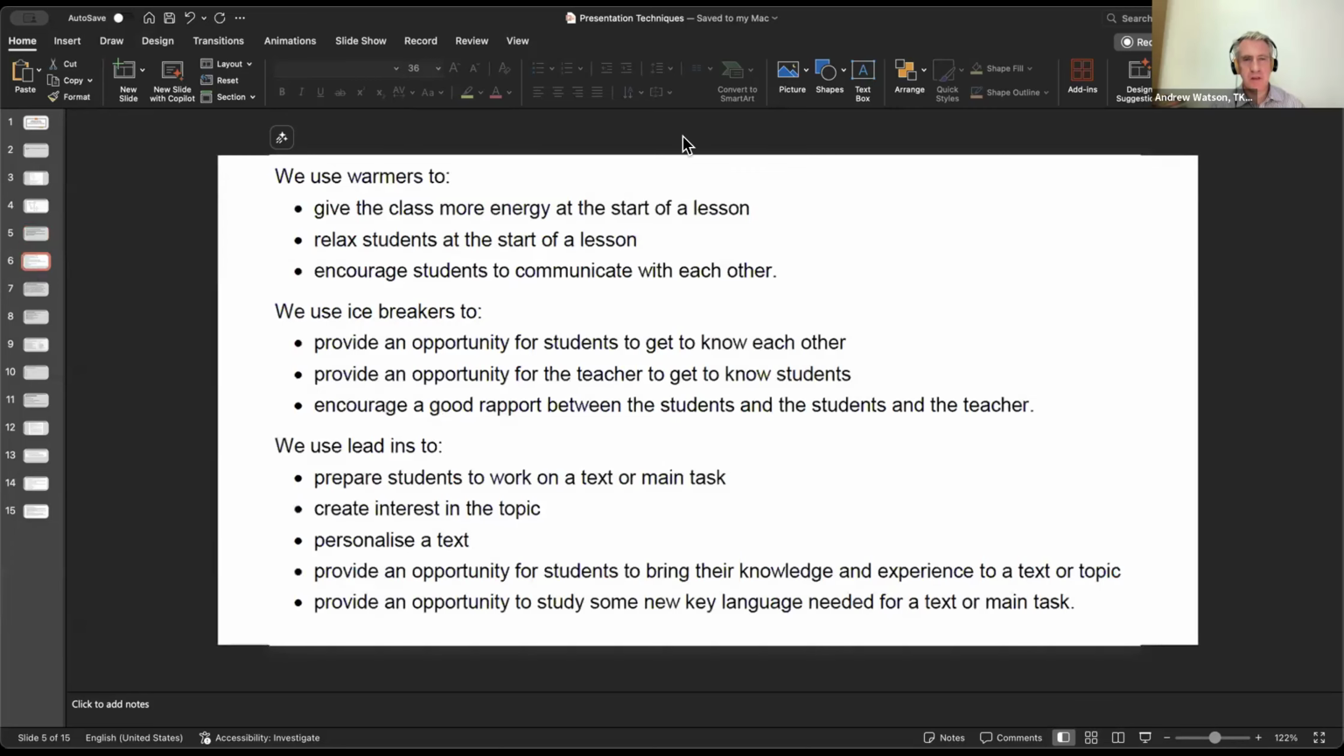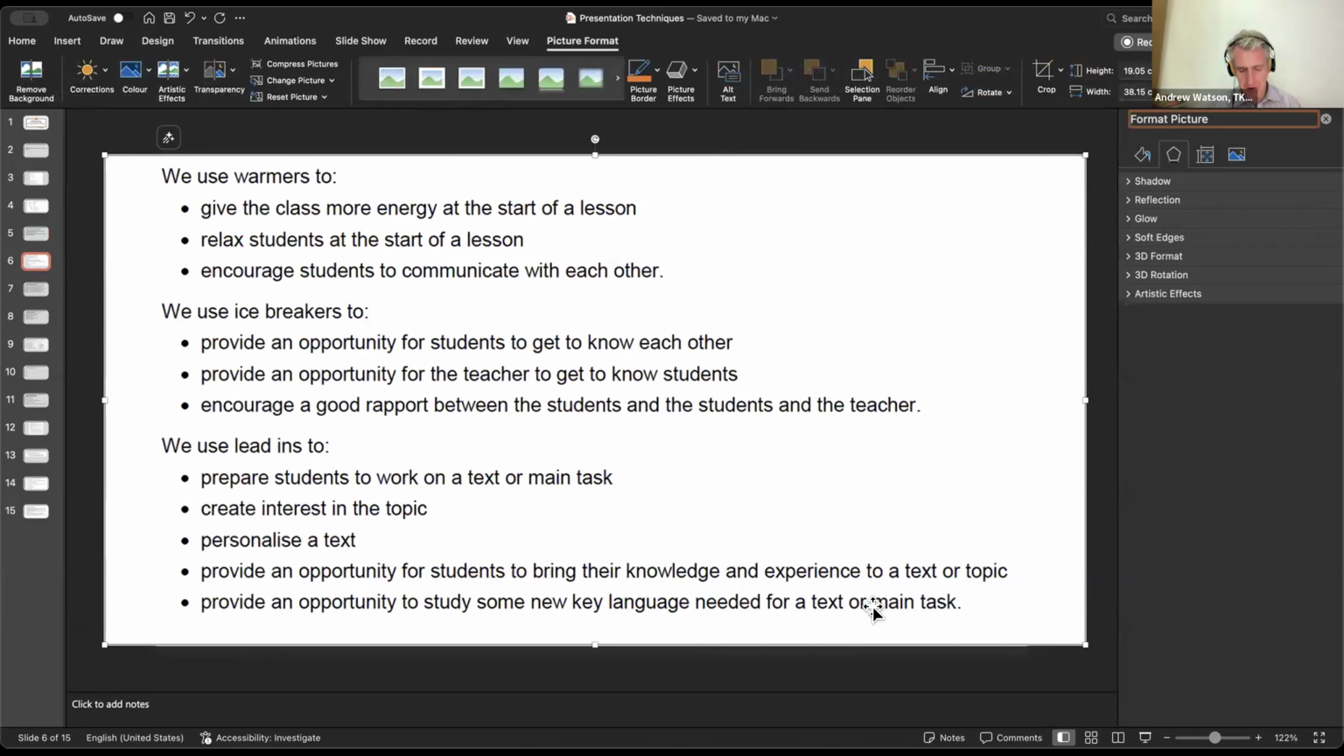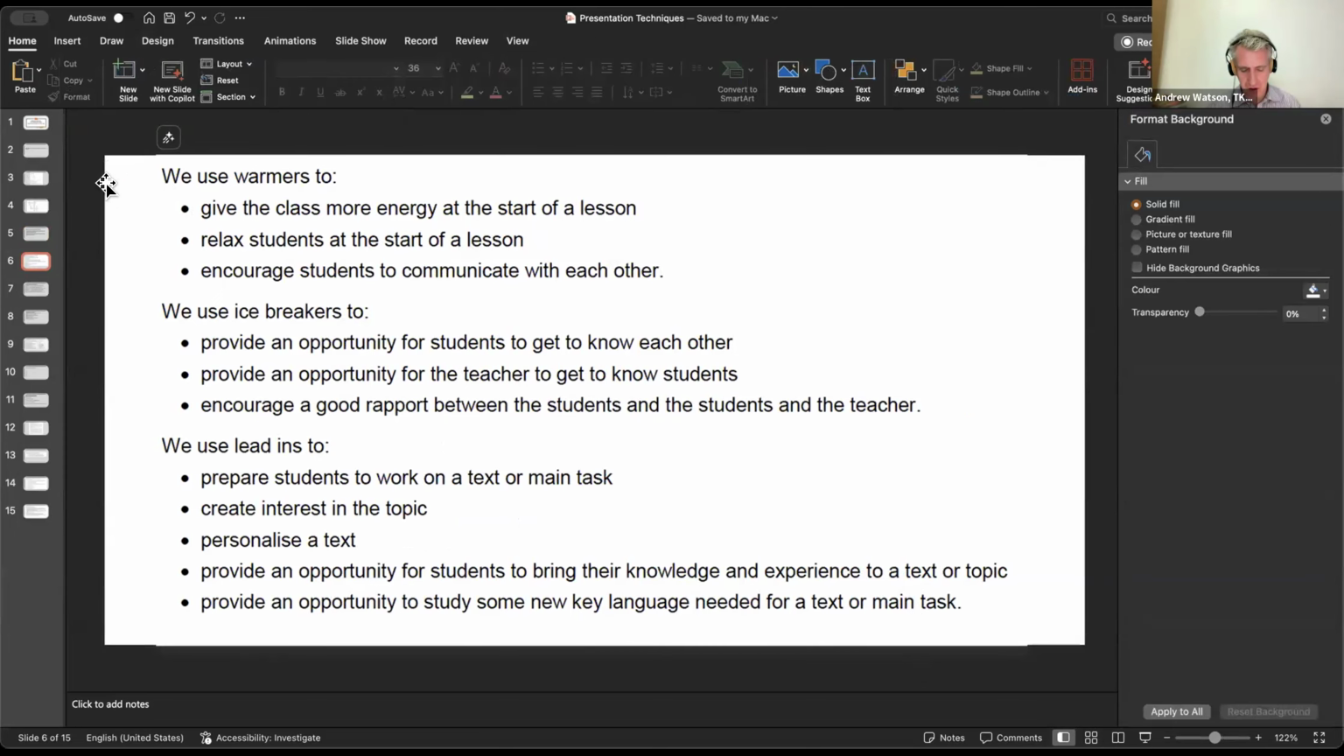Okay. So, what do we use warmers for? You might actually find this useful to make a note of. Maybe I'll take a screenshot of it. Because there is actually a difference between those three types of activities: warmers, icebreakers, and lead-ins. We use warmers to give energy, start the lesson, relax them, get them to communicate with each other.